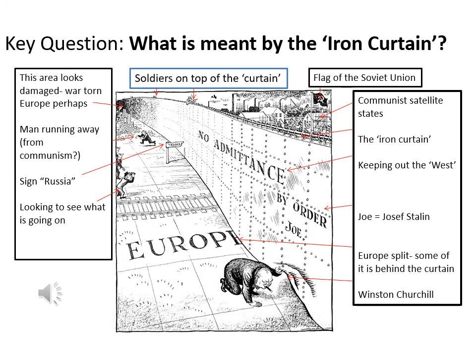We can see the Soviet flag in the background, we can see soldiers on top of the curtain. Perhaps equally telling is the fact that there's people other than Churchill looking at the Iron Curtain. There's a man running away, perhaps symbolising running away from communism, and the far end of the curtain, furthest away, seems to represent war-torn Europe. It looks damaged, as if to suggest that Europe is damaged and perhaps other countries will fall behind the Iron Curtain as a result.